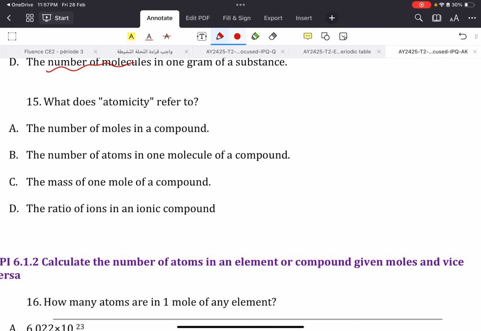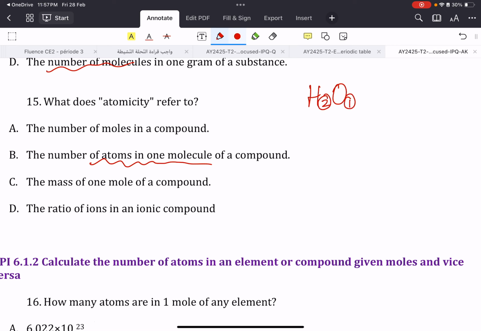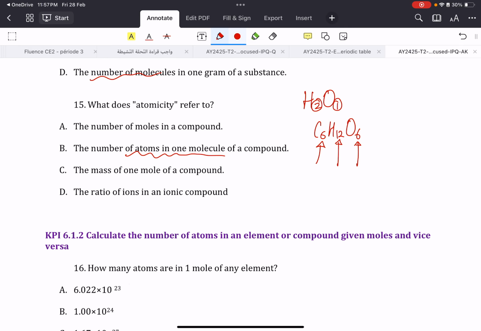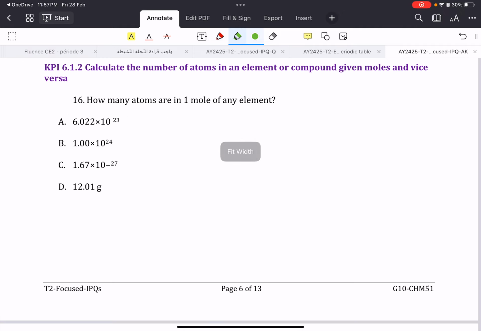Atomicity refers to how many atoms I have in a molecule. For example, if I have H2O, the atomicity is 2 for hydrogen, 1 for oxygen. Or C6H12O6: atomicity of carbon is 6, atomicity of hydrogen is 12, which means I have 12 atoms of hydrogen in this compound, and atomicity of oxygen is 6. So atomicity represents how many atoms are in a molecule of a compound.